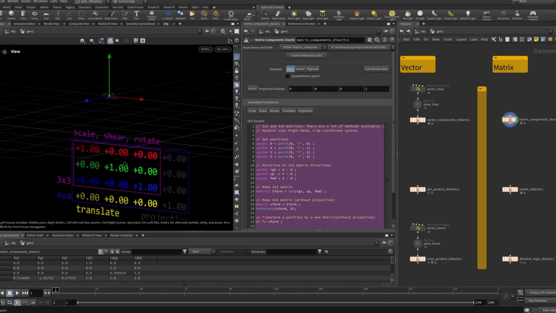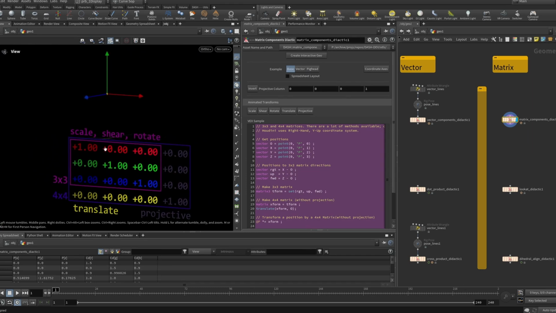So in the 3x3 matrix, we have 3 vectors. In the first row, we have this red vector. In the second row, we have this green vector. And in the last row, we have this blue vector. And what these are defining is the basis vectors of the coordinate system. I can manipulate them, right?